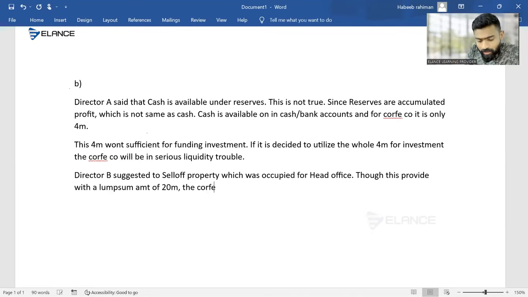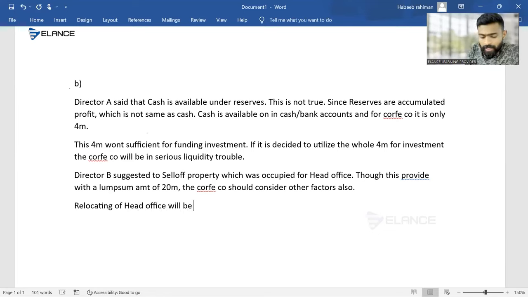The company should consider other factors also. What other factors should we consider? Number one, relocating the head office will have a material relocating cost.